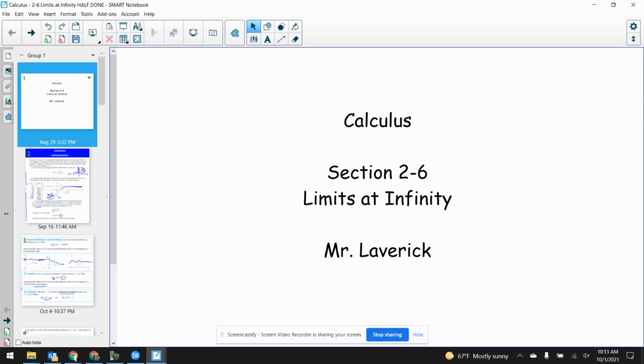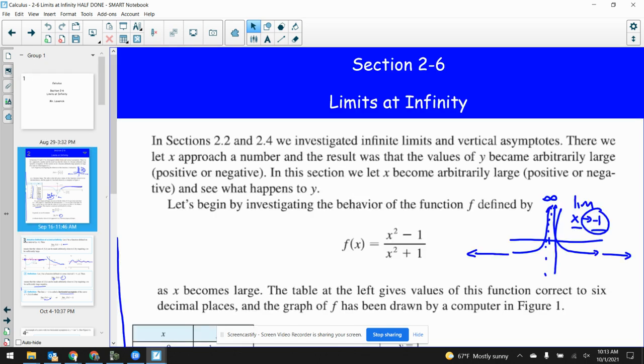Welcome back, everybody. So today's section is limits at infinity. Limits at infinity and infinite limits are two different things. Limits at infinity and limits of infinity are two very different things. What we're looking at today is basically what's happening on the left and the right side of these things. What's happening on the far left side? What's happening on the far right side? And how do we express that in some sort of notation? That's really what we're looking at today.